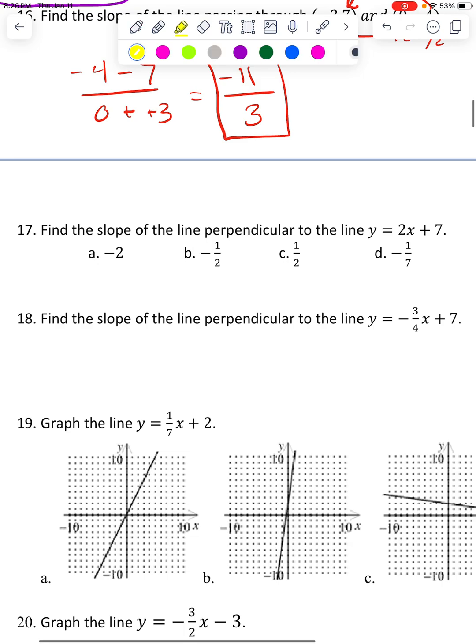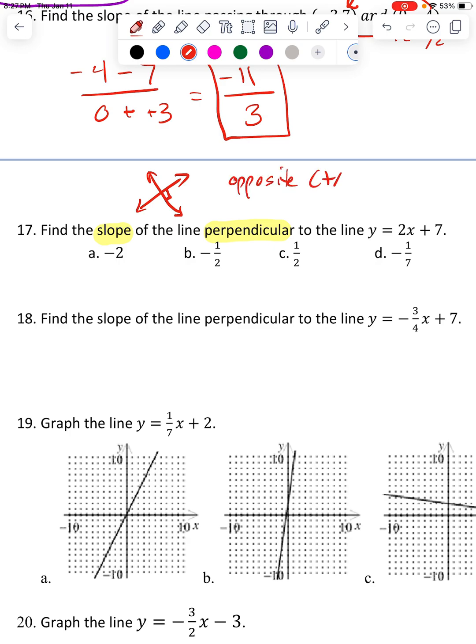Okay, so here the concept is, what about the slope of a line perpendicular to another line? Perpendicular lines cross at 90 degrees. And in order to do that, their slopes have to be opposite in sign. One's positive, one's got to be negative because one's going up, one's going down. And then they also have to be reciprocals. So you flip over the fraction that you have.